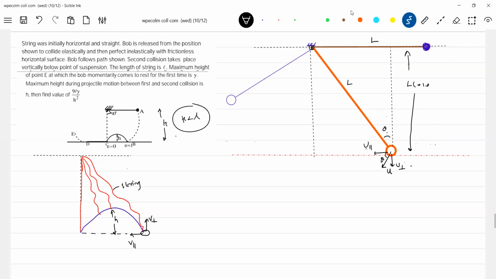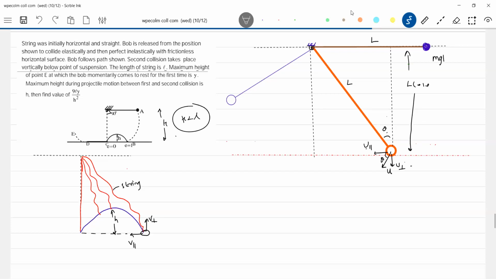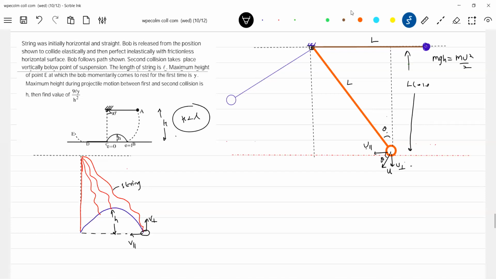MGH. Let me write it here. MGH should be equal to half MU square, MGL cos theta equals U square by 2. So U equals root of 2GL cos theta. Okay, this is U. So then resolve that, you get U parallel, U perpendicular. So V perpendicular should be equal to U perpendicular, which is U sin theta.